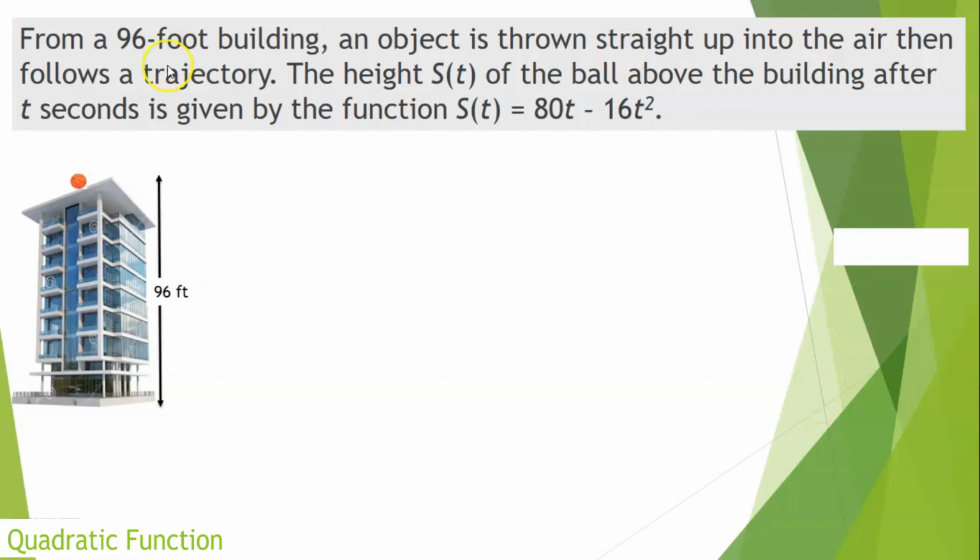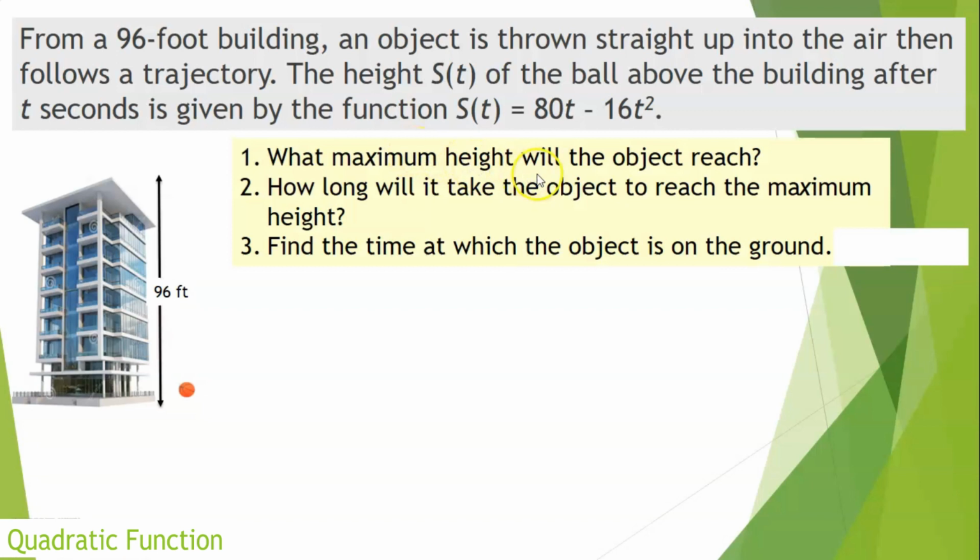Okay, next. From a 96-foot building, so the height here is 96 feet, an object is thrown up into the air, and it goes down. The height S of t of the ball above the building after t seconds is given by the function 80t minus 16t squared. Again, t stands for time, and S of t is the height. Question: what maximum height will the object reach?